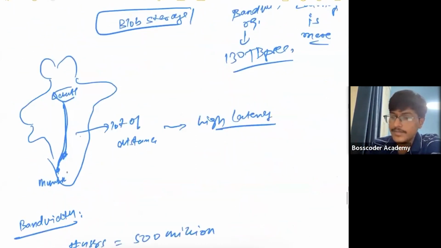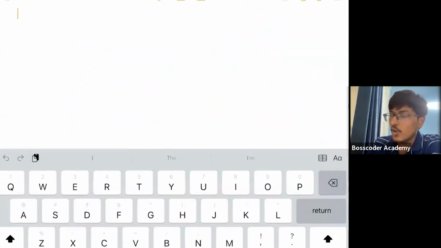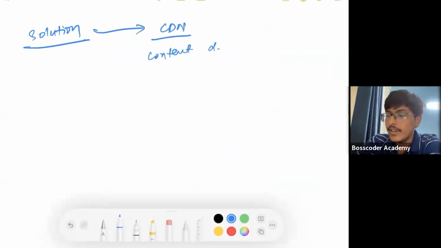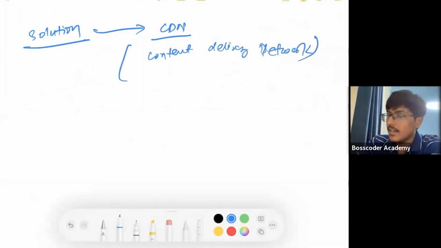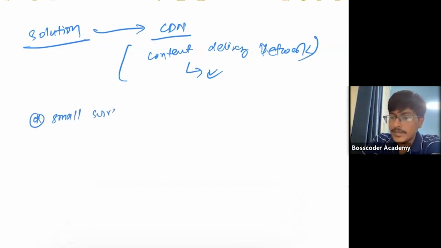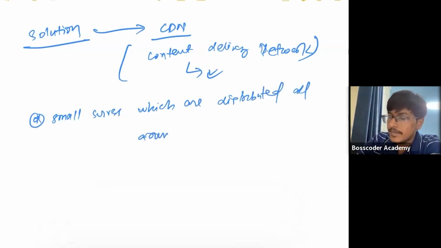What is the solution? Solution is CDNs, which are known as content delivery networks. If you don't know about CDN, please read about them after this class. I will discuss it very quickly. CDNs are basically small servers which are distributed all around the world.